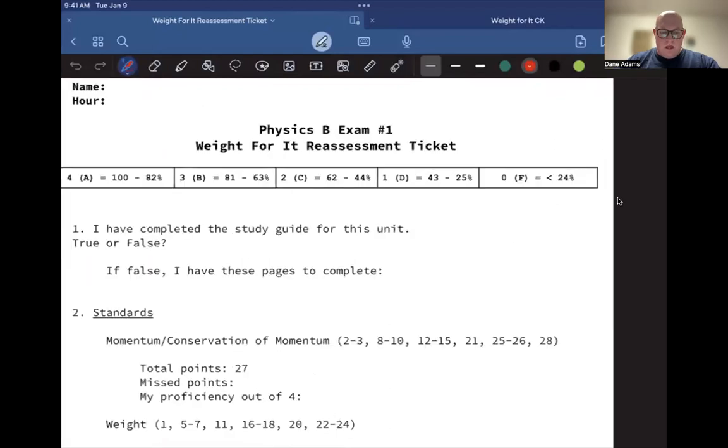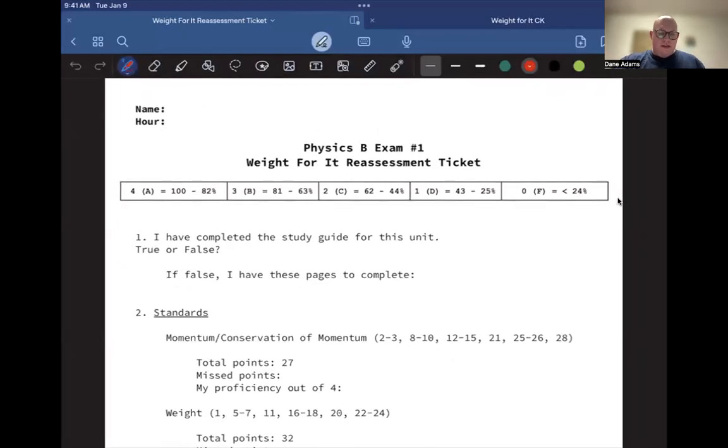There we go. So this is what a reassessment ticket looks like. Okay. It's a form that you need to have if you plan to reassess. The goal is for you to fill it out now so that you know right away what parts of the test you want to reassess.